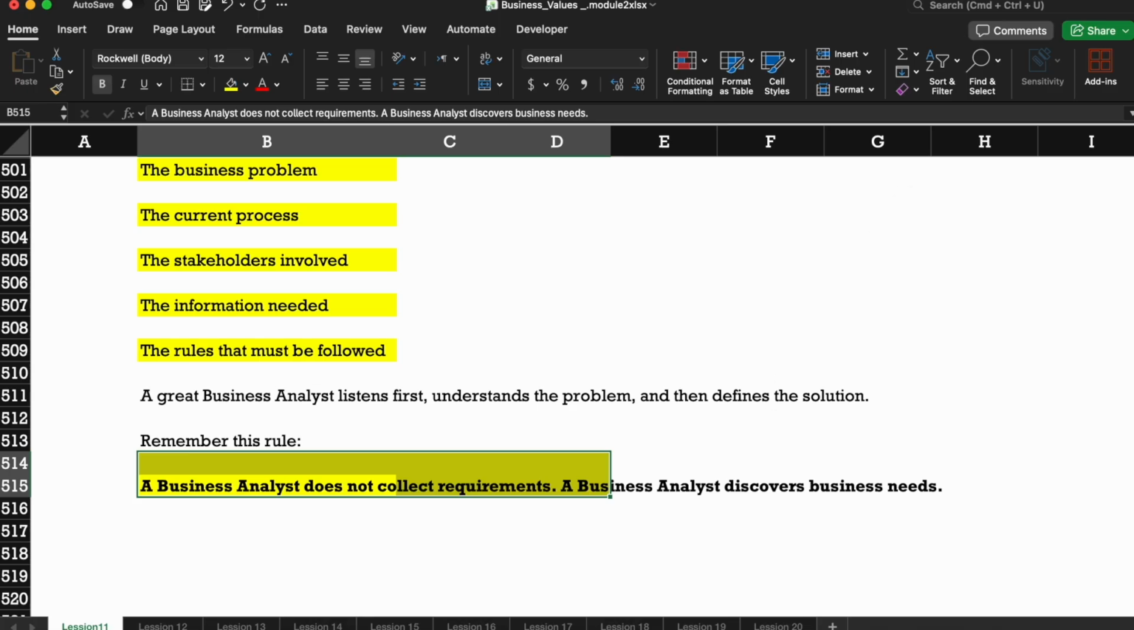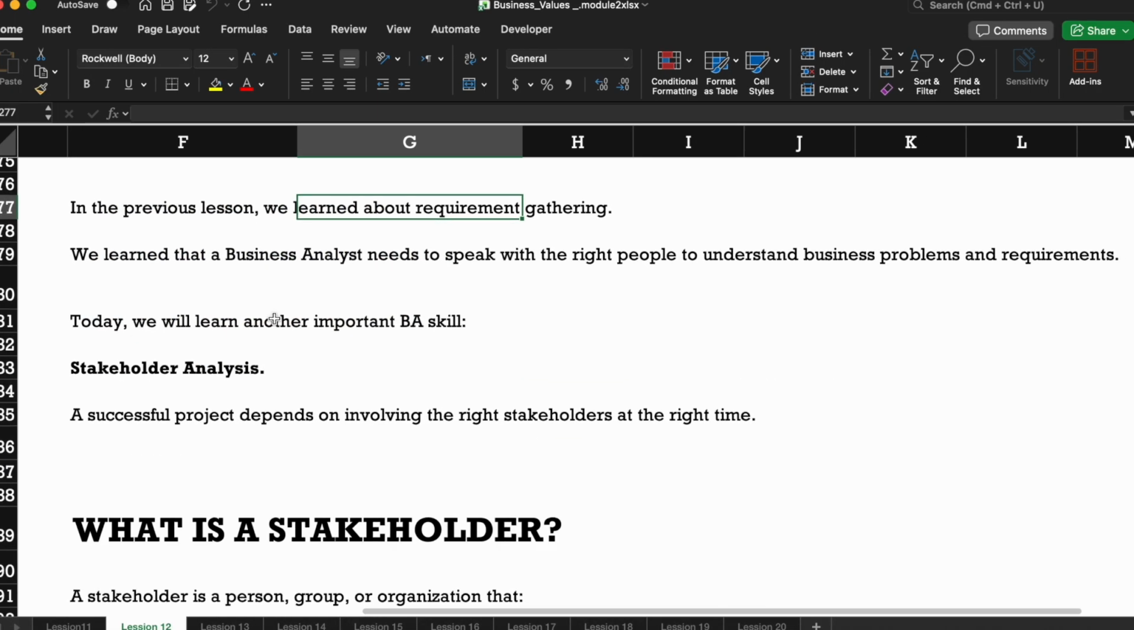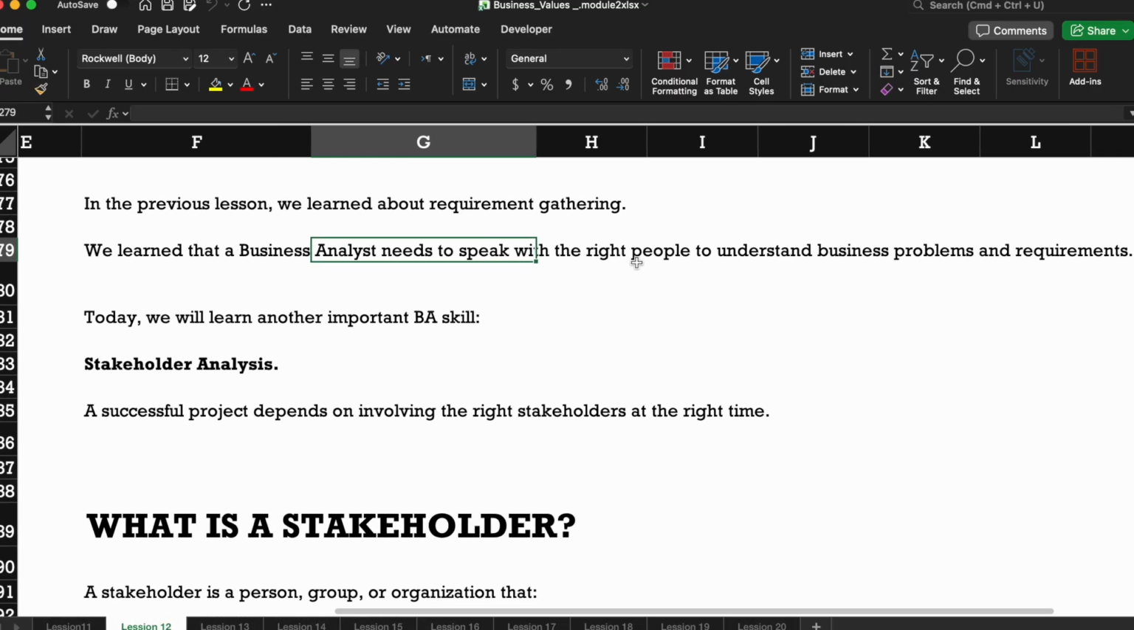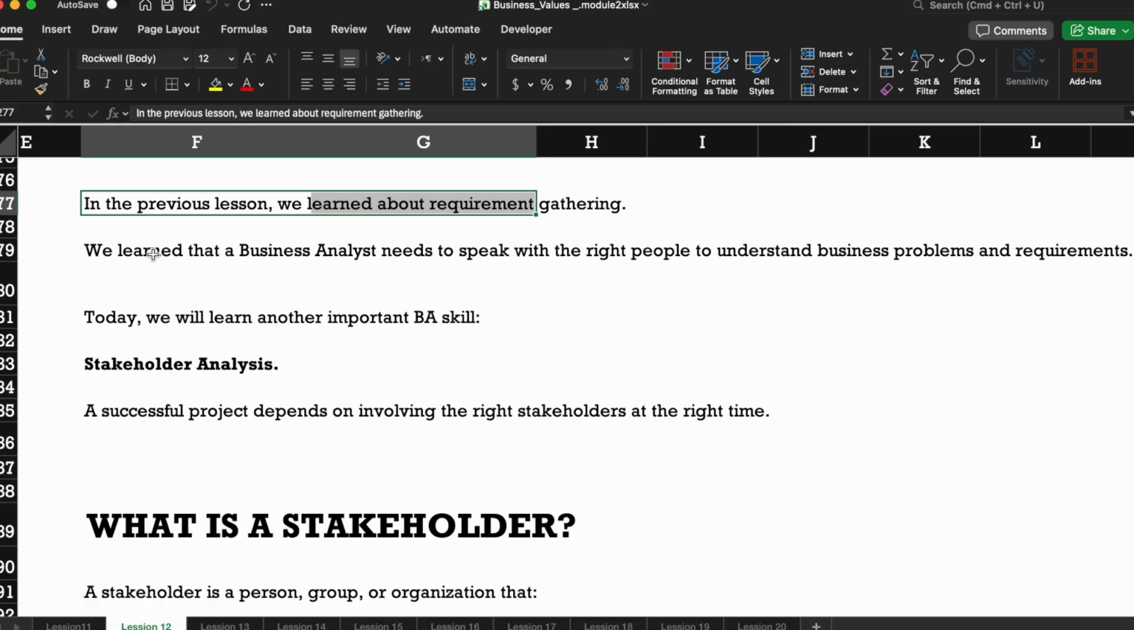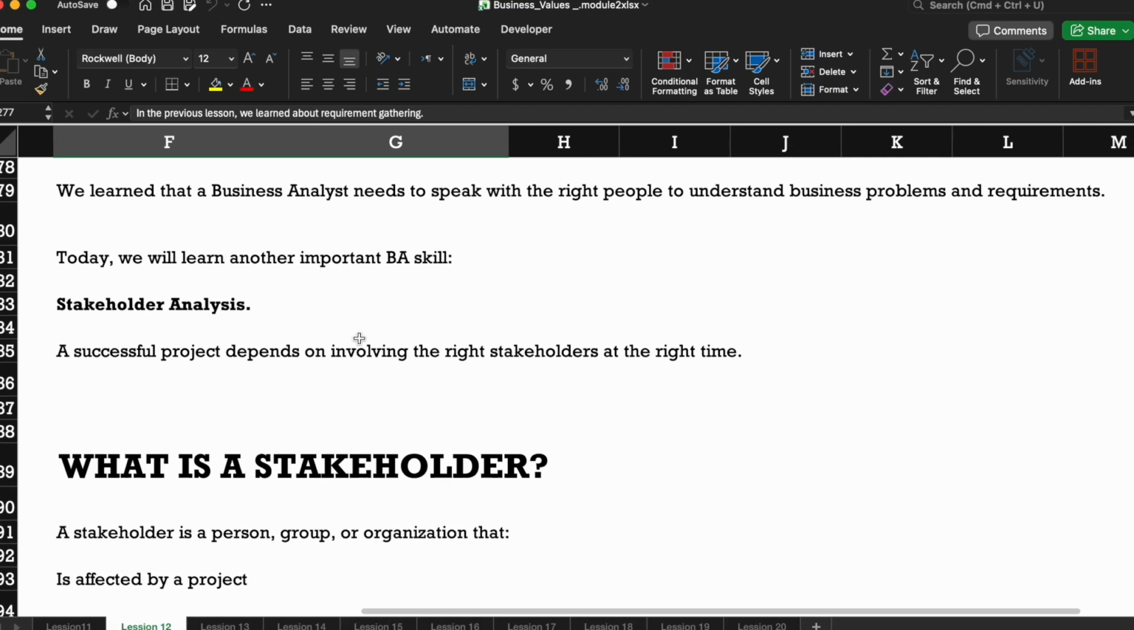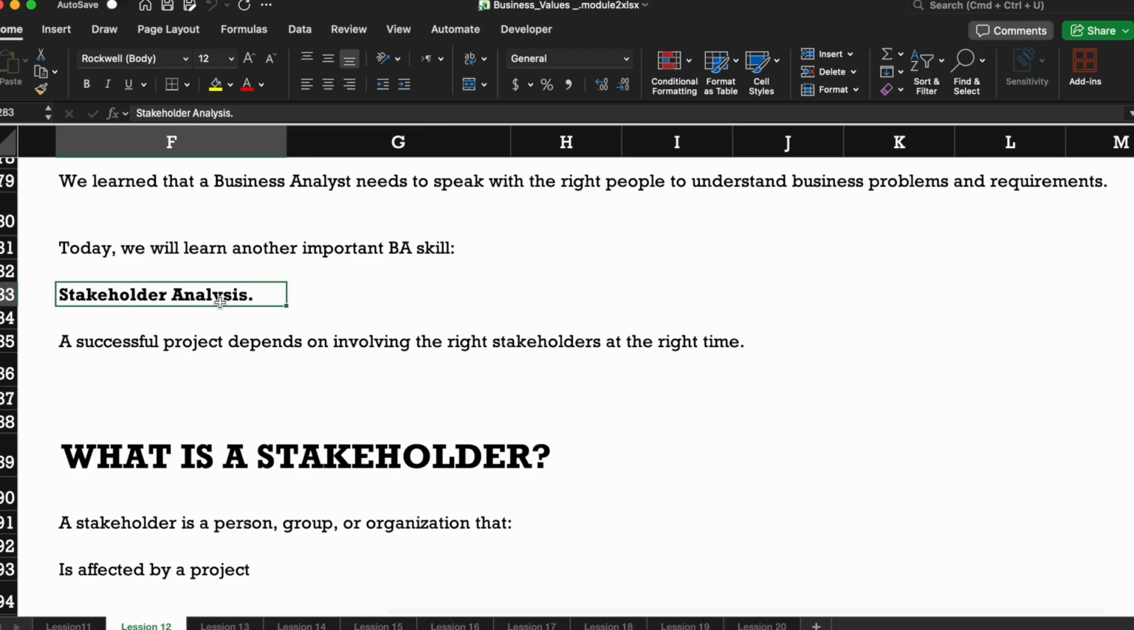Thank you. We learned about requirement gathering: a business analyst needs to speak with the right people to understand the business problem and requirements. This is very important. We know how to gather requirements; now we want to understand who the right person is. So today we will learn another important BA skill: stakeholder analysis.